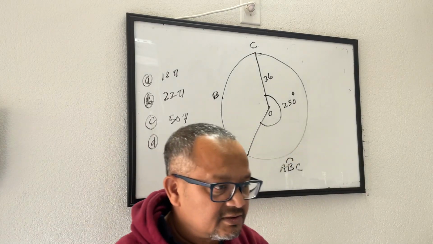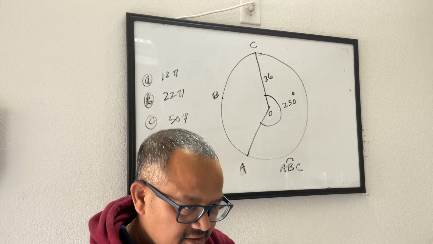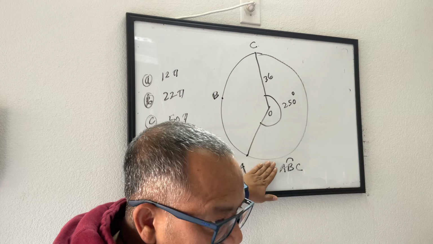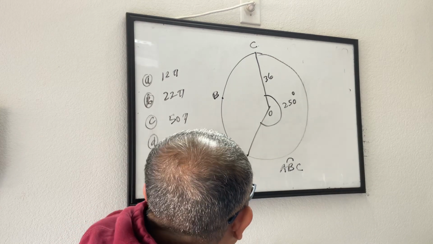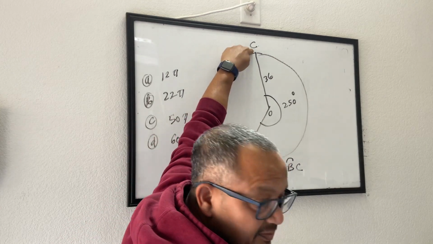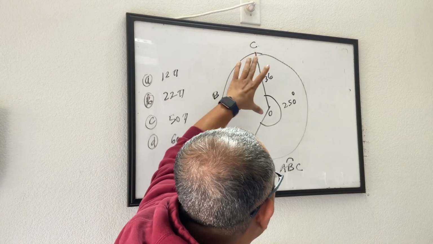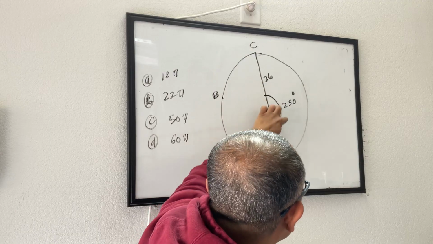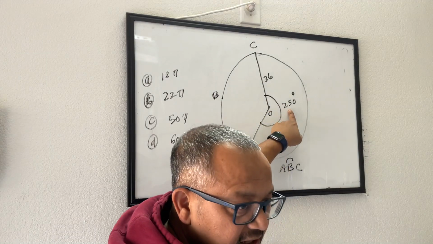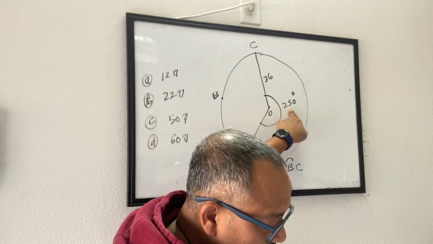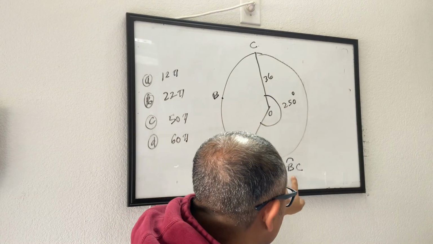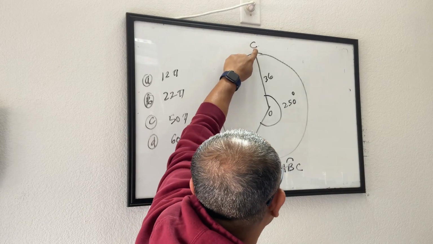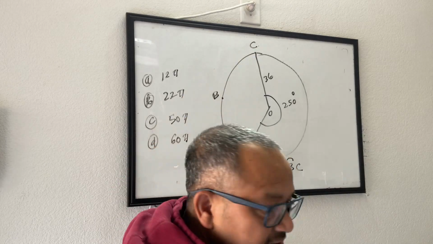Everybody heard the question? Can you repeat it one more time? So you see a picture on the board, right? This is a circle. This is point A, this is point B, and this is point C on the perimeter of the circle. And the radius of the circle is given as 36. And this angle here is given as 250 degree. The question says, find out the length of the minor arc ABC. So it's explicitly saying, find out this length from here to here.